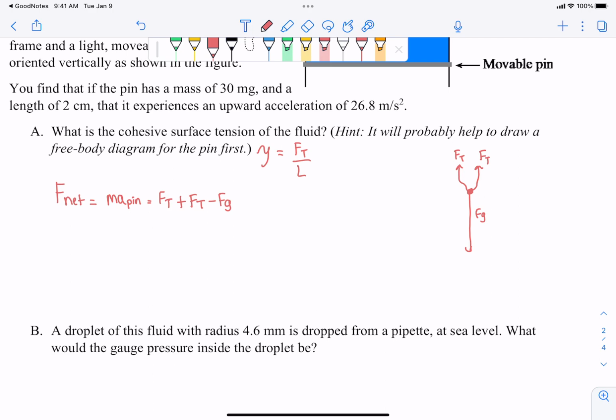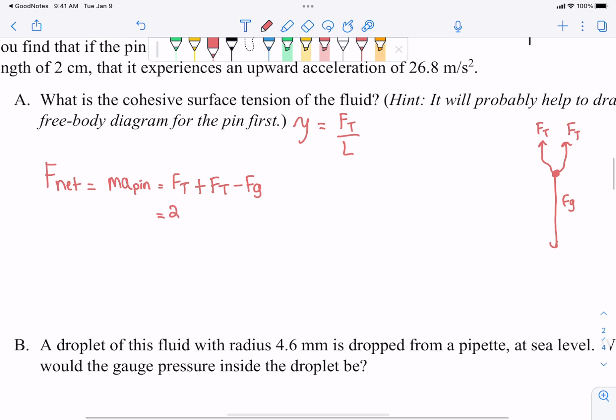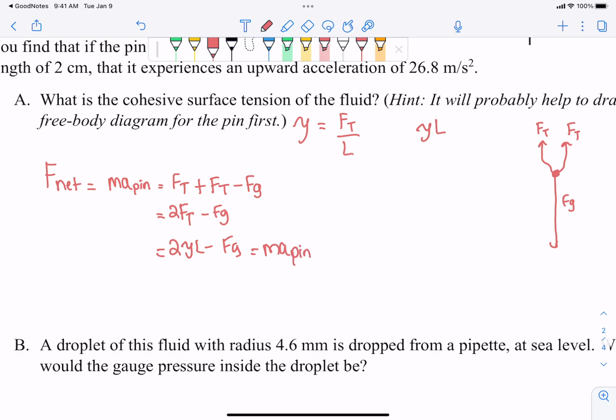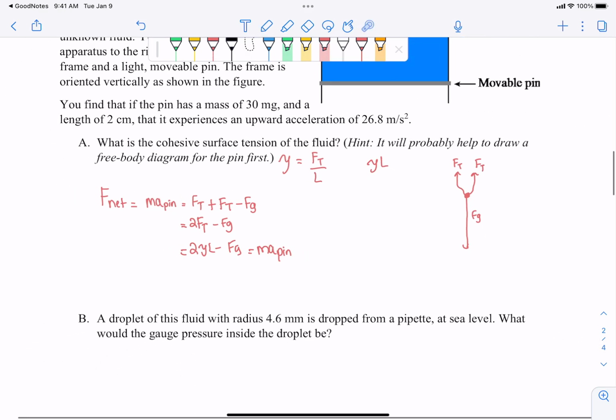But yeah, so once we have that, we can basically say this is 2FT minus Fg. And then we can further simplify that by rearranging this equation, right? So we know that FT is equal to gamma times the length L. So then we can say 2 gamma L minus Fg is equal to the mass of the pin times the acceleration of the pin, right? So that puts things into a better perspective, right?